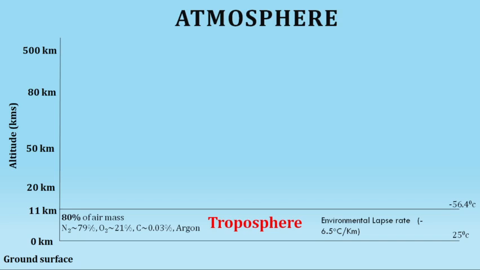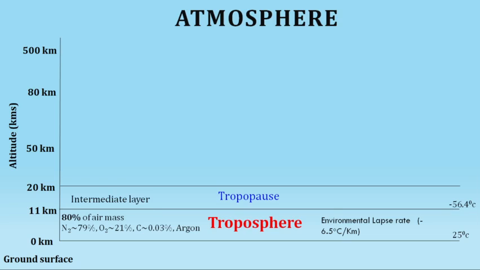Now, above the troposphere, there is a transitional layer which is of 9-kilometer altitude. It will start from 11-kilometer height and will end up at an altitude of 20 kilometer. And this layer is known as tropopause.